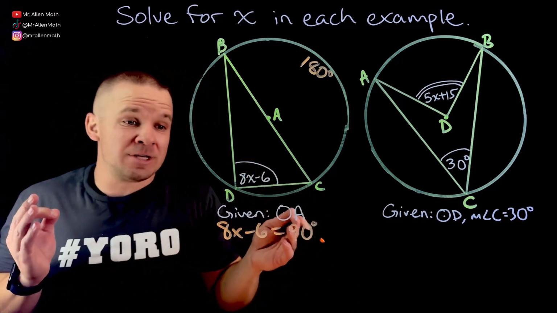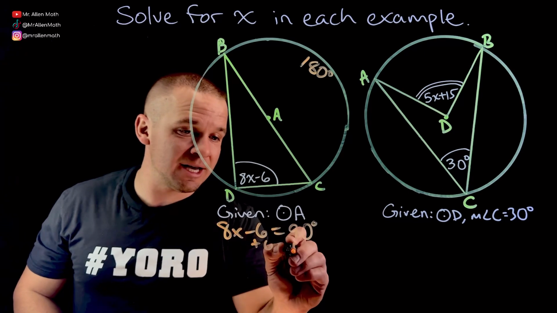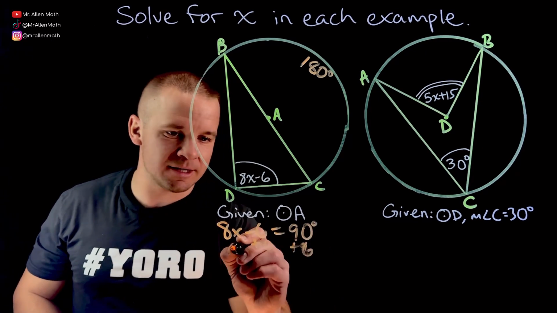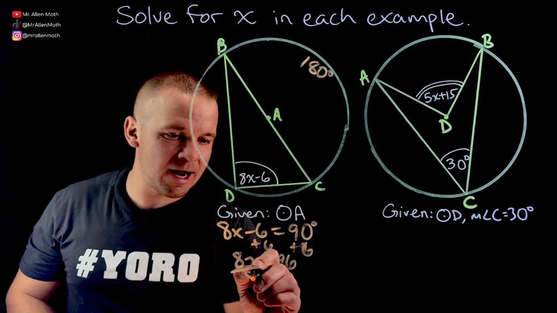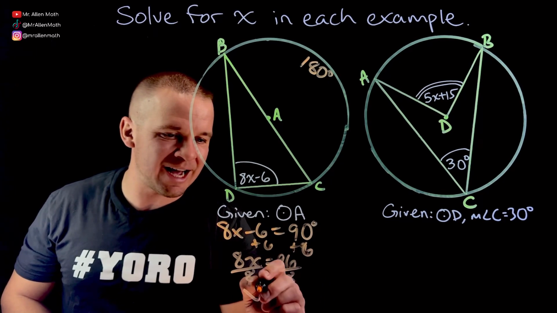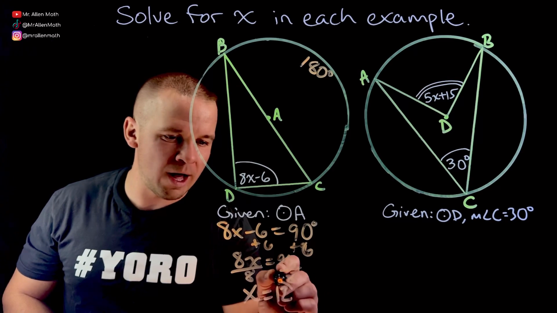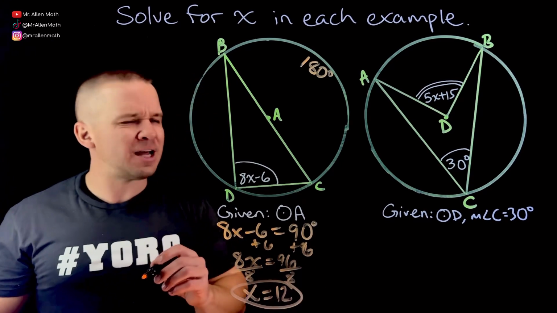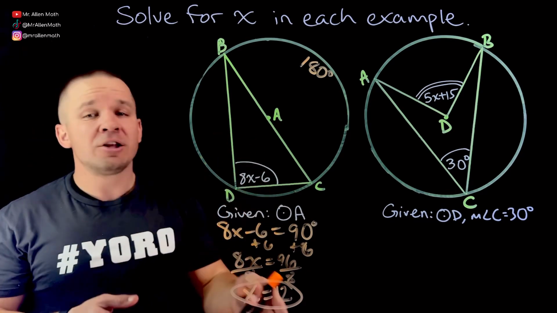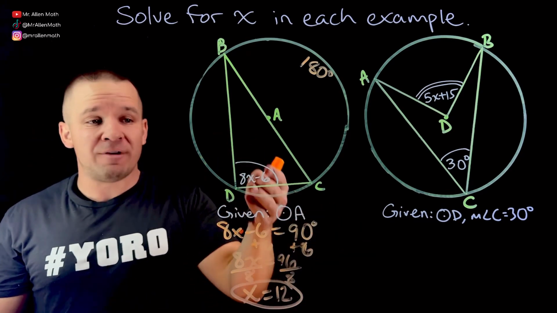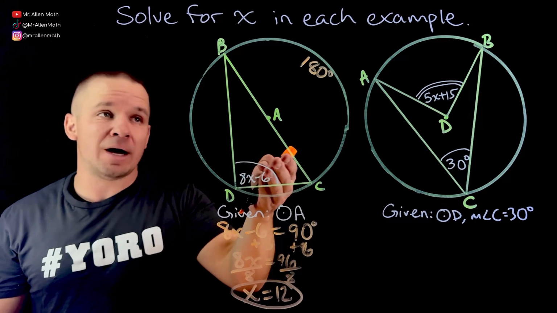So now we just got a two-step equation, right? I'm going to add 6, there we go. I get 8x equals 96. And if I divide by 8 on both sides, I get x equals 12. Beautiful. And it's always good to check in geometry for what's called extraneous solutions to make sure that it works in the original. I would have 8 times 12 is 96, minus 6 is 90, right?